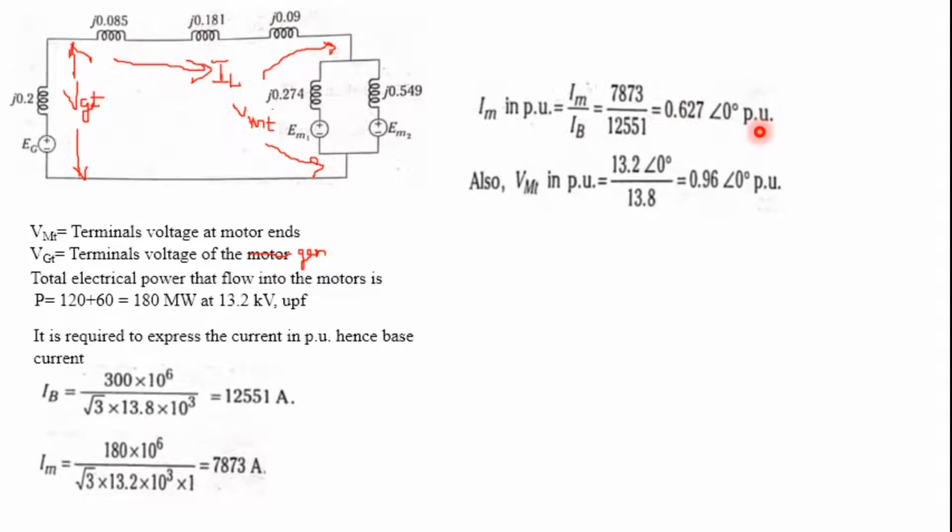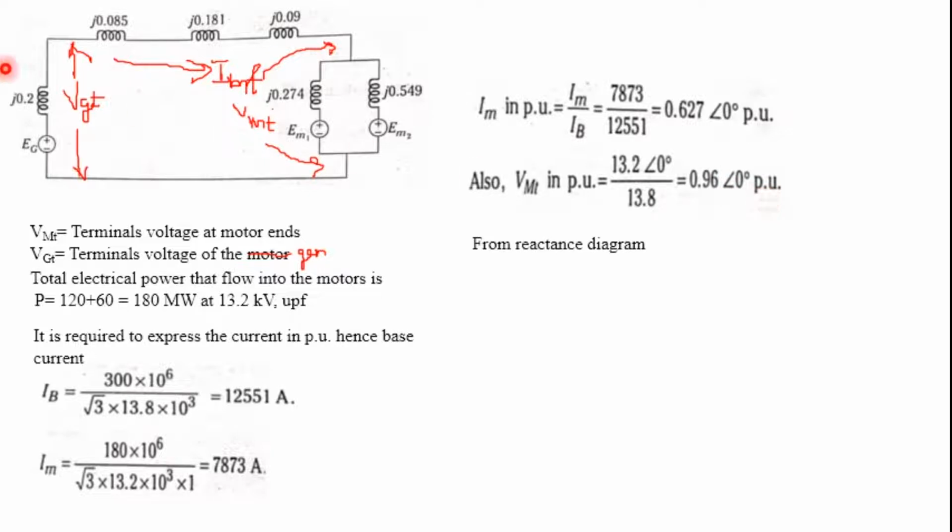So we have to calculate VMT. Why are we doing this? We are considering this is IL or IM, whatever; the current flowing is the same at this point. So what is the VM value? Actual value by base value. This is working at 13.2 and the base value is 13.8, so we get 0.96 at angle 0.